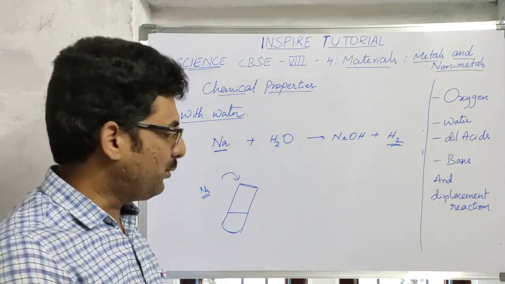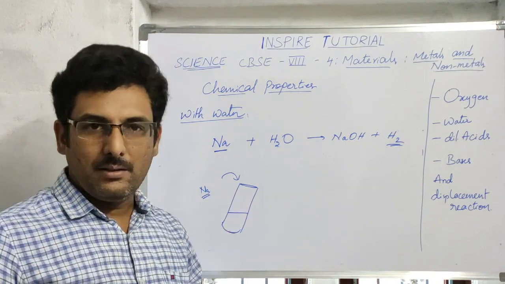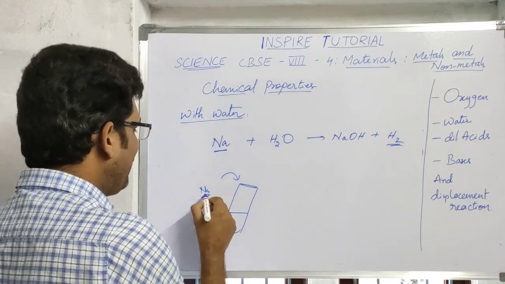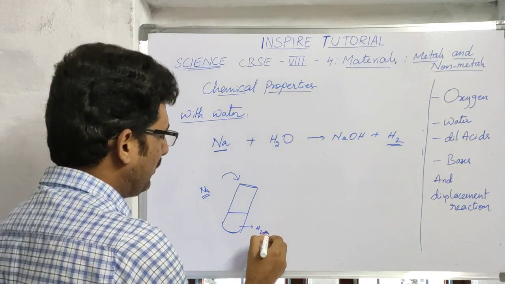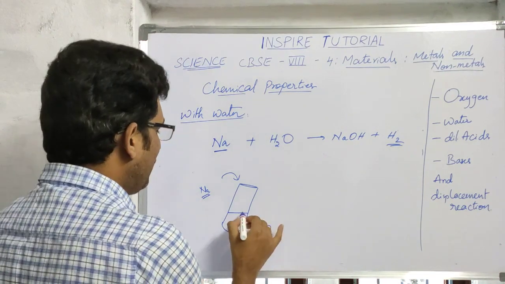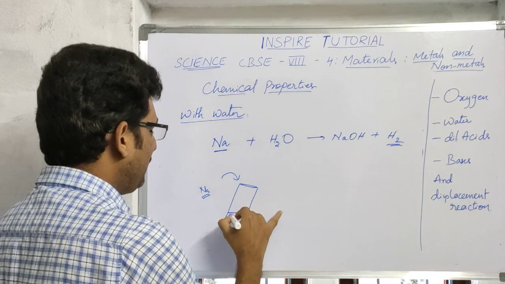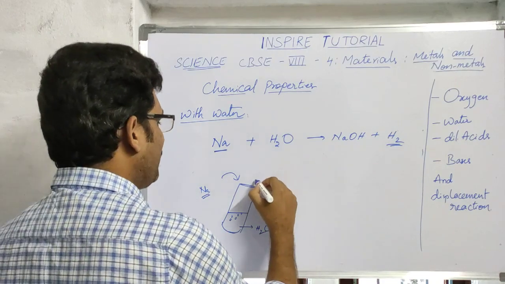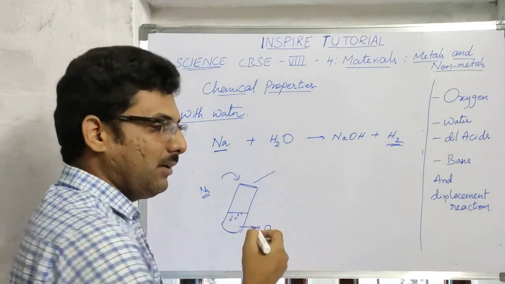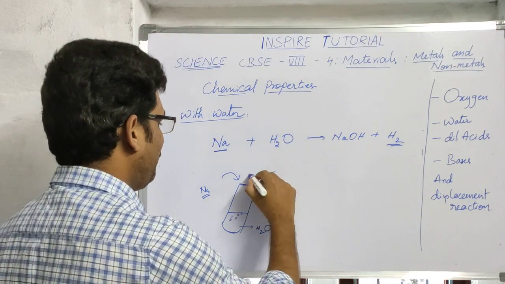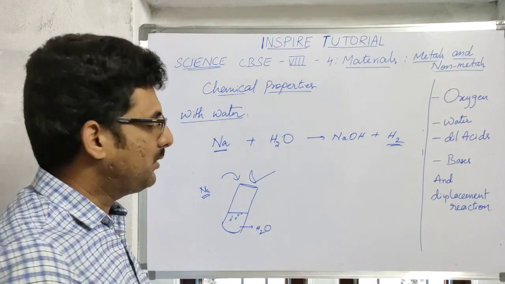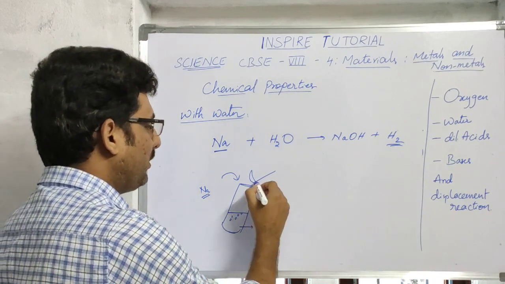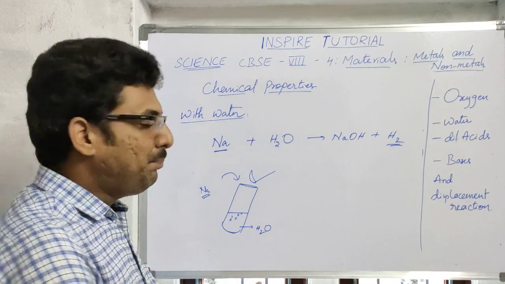a small piece of sodium. Instead of test tube, you can take a beaker also. It's better to take beaker only. If you add this sodium to this water, you can see a colorless gas released. Now when you keep a burning splinter or burning matchstick here, what do you observe? The gas which is released will put off the flame with a pop sound.